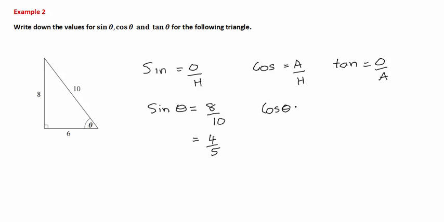Cos of the angle is CAH, C-A-H, 6 on 10, which is 3 on 5. Tan of the angle, TOA, T, opposite on adjacent, 8 on 6, which is 4 on 3.